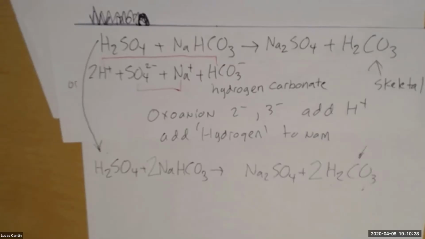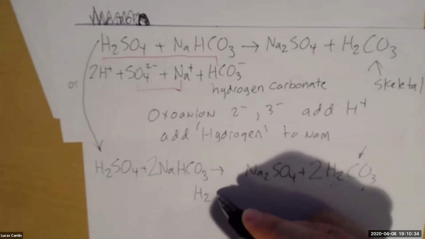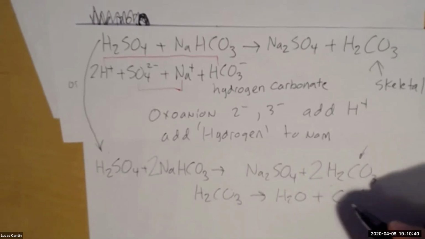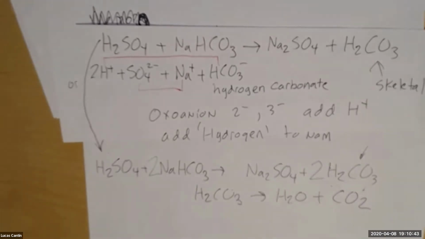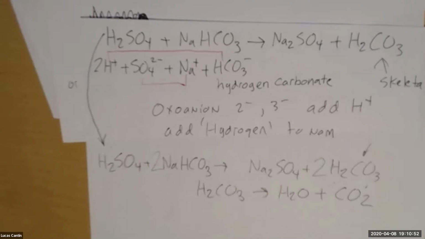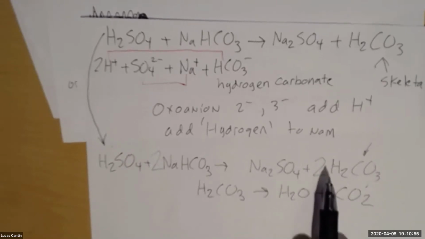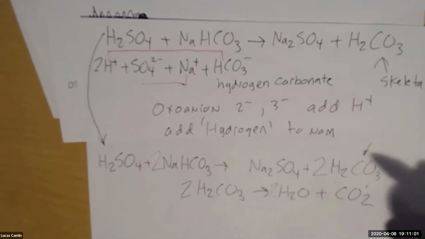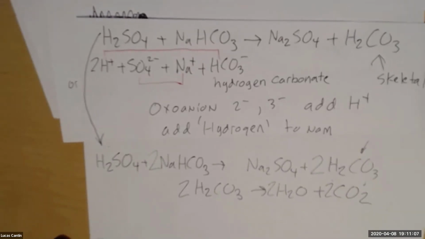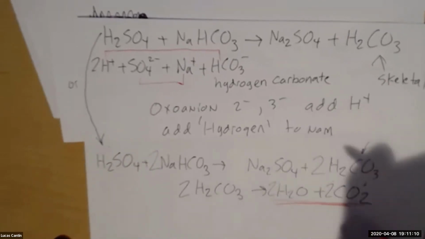So now, side reaction: if H2CO3 goes to H2O plus CO2, what are two H2CO3s going to go to? This one's actually the hardest one of these I could do. It's got all of it in it. I have two hydrogen carbonates, so if I put a 2 here, then I'm going to get 2 waters and 2 carbon dioxides, yeah? Yes. So I'm going to replace this with this.